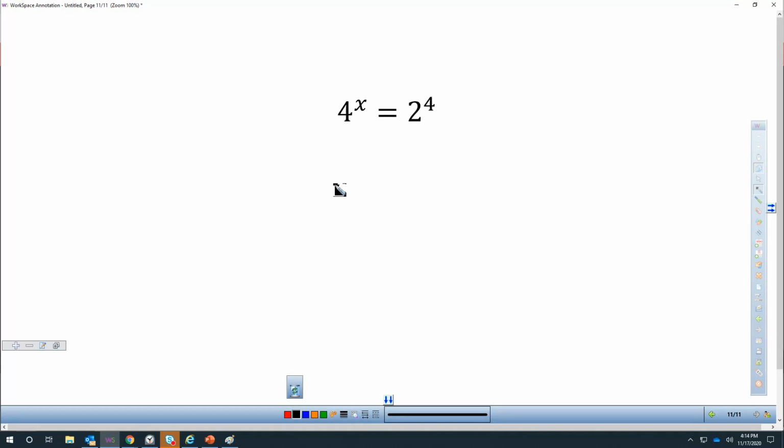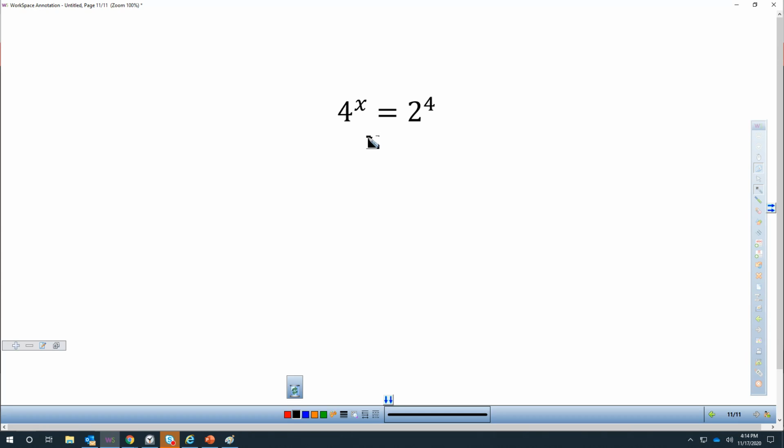Okay, so just like when we try to use equality property of logs, sometimes things don't work out. Same thing can happen with the equality property of exponents. Here we have two exponents, but their base is not the same. One's base 4 and one's base 2. So I can't use my equality property the way it's written.